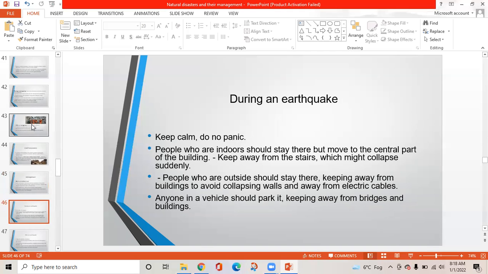During an earthquake, keep calm, do not panic. People who are indoors should stay there, but move to the central part of the building. Keep away from the stairs which might collapse suddenly. People who are outside should stay there, keeping away from the building to avoid collapsing walls, and away from electrical cables. Anyone in a vehicle should park it, keeping away from bridges and buildings.